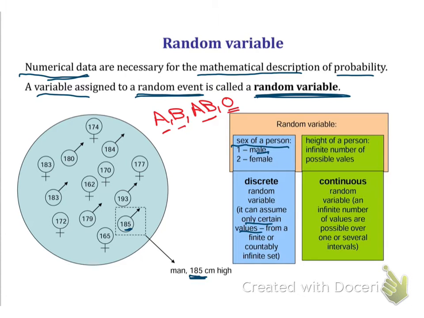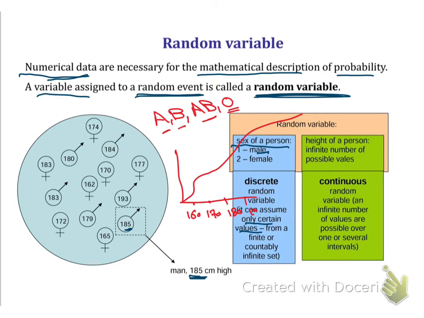So what about continuous data? Continuous data, like the height of the person, I can draw a line and I can say, okay, 160, 170, 180, and so on, 190, and I can draw a line.